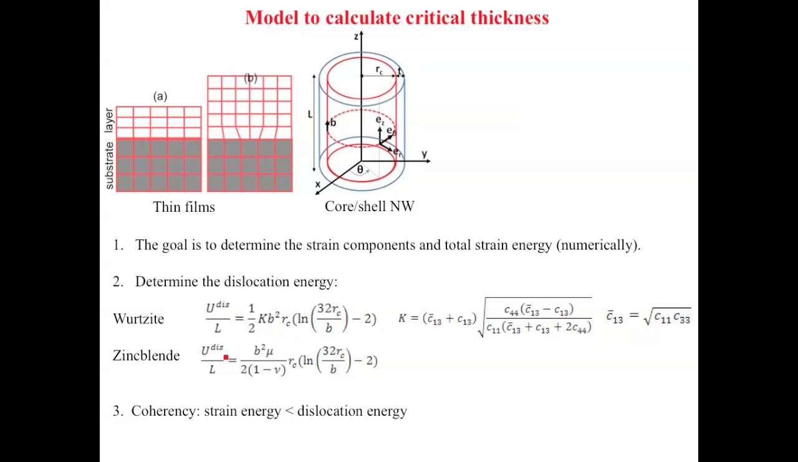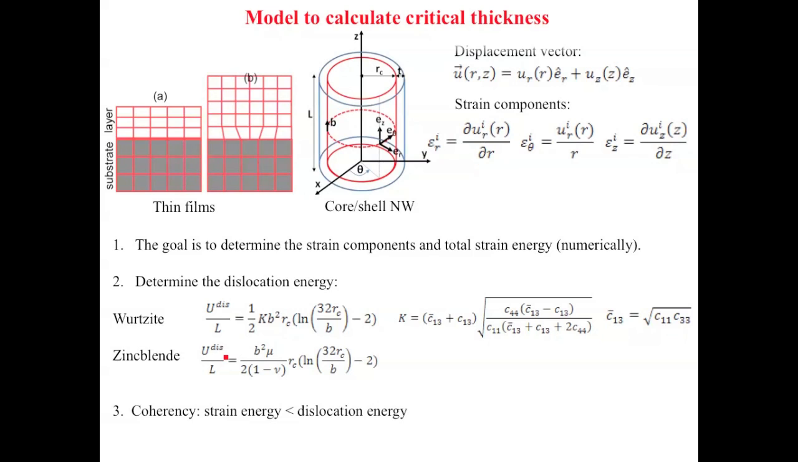Our goal here is to determine the strain components and total strain energy, which we will do numerically. Then we can easily determine the dislocation energy in two different structures. For wurtzite we can use this, and for zinc blende we can use this. By comparing strain energy and dislocation energy, we can estimate the critical shell thickness. To determine the strain components, we have to look at these displacement vectors, which are the actual displacement of the atoms. After we find that, we can find strain components, and then the total strain energy.